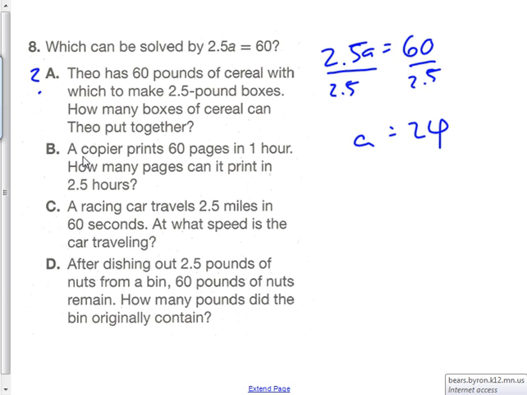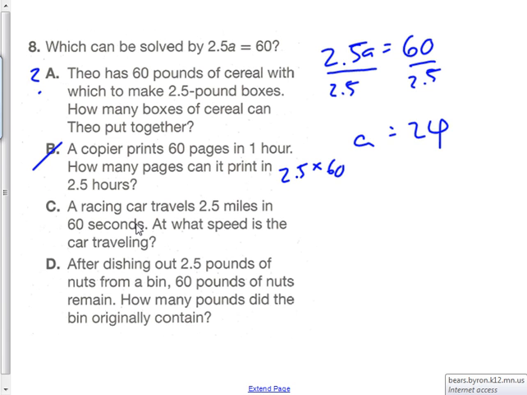B says a copier prints 60 pages in 1 hour. How many pages can it print in 2.5 hours? What I would do with that one is say 2.5 times 60. So I don't think that one's set up right for that situation to be working with that problem.